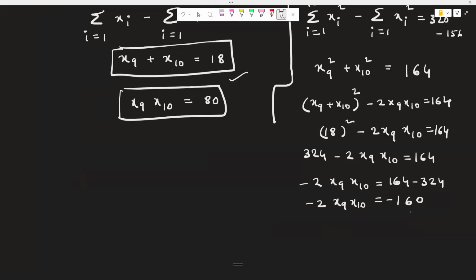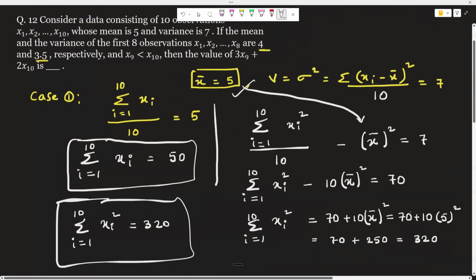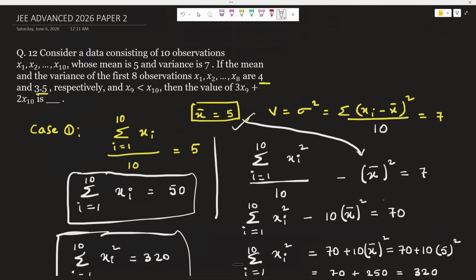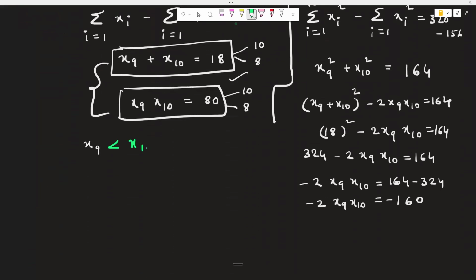So after observing these two equations, it was clear that x9 and x10 can be represented as 10 and 8, because 10 multiplied by 8 is also 80, 10 8s are 80, and 10 plus 8 is also 18. Here they mentioned one relation, which is x9 is smaller than x10. Therefore x9 will definitely be 8 and x10 will be 10.